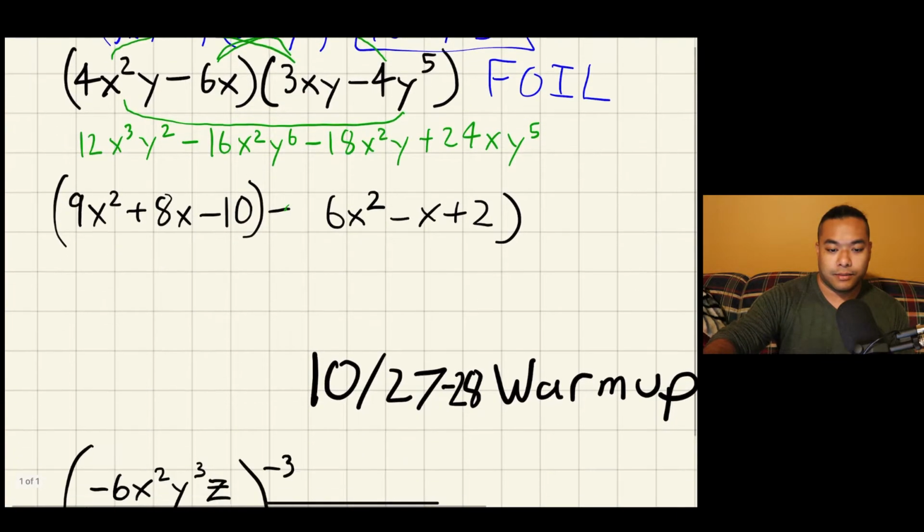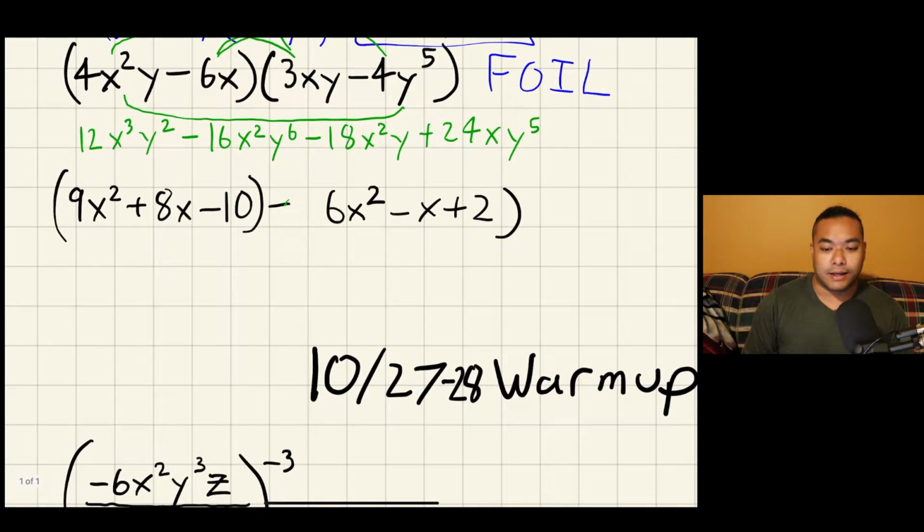And then, let's see. Oops, I think I might have erased this. But this is 9x squared plus 8x minus, parentheses, 6x squared minus x plus 2. This should be the easiest one, because the only thing we really have to do is distribute this negative to every term.